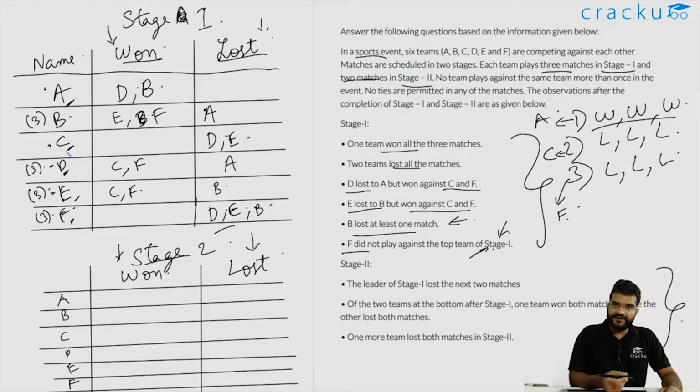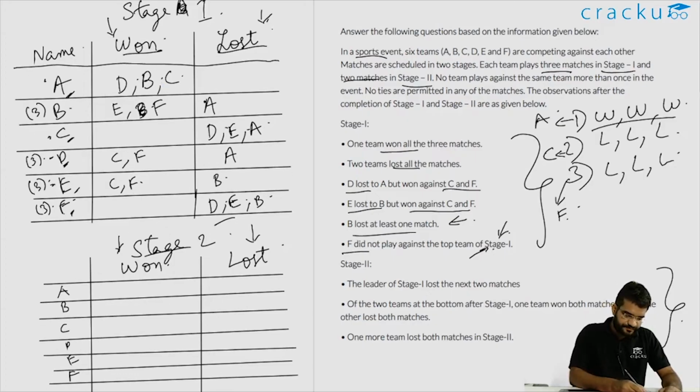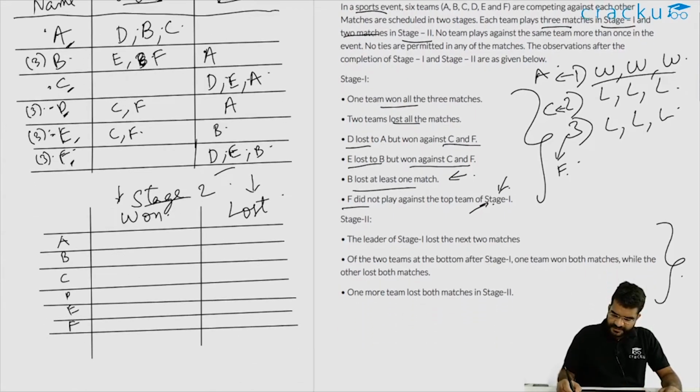And because A won all its 3 games and C lost all its 3 games in stage 1, it would imply that in the last column for C we'll put A, and in the 1 column for A we'll put C. So now we have been able to identify all the wins and losses and all the teams that each of these individual teams have played against in stage 1. We'll do the same thing even for stage 2.